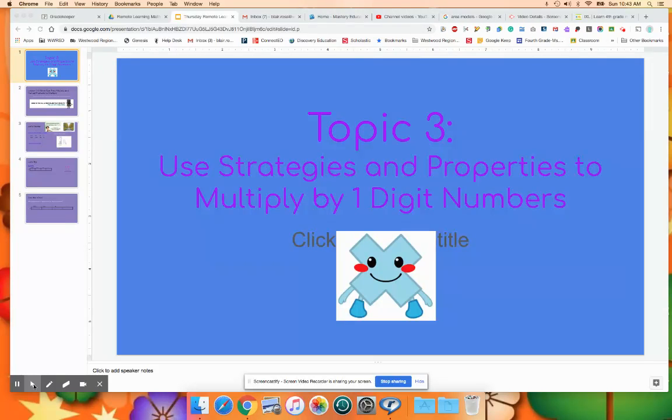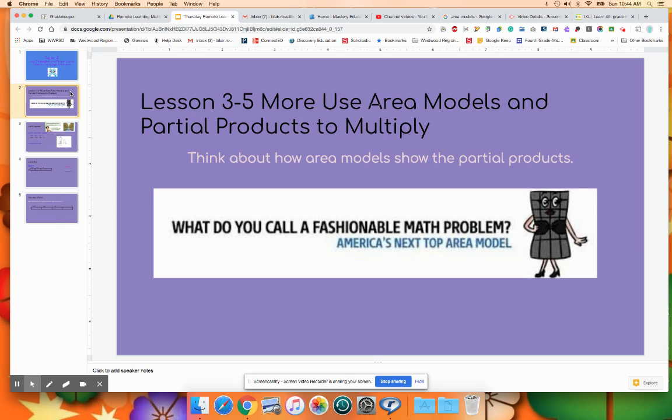We're going to wrap up our review of topic 3. Remember, we're going back and looking at topics we've already covered, and we're not doing every lesson in each topic. We're sort of picking out the ones that we felt might be helpful to review. So today we're continuing with area models. We're just using larger numbers now. So it's a continuation of partial products and area models from yesterday.